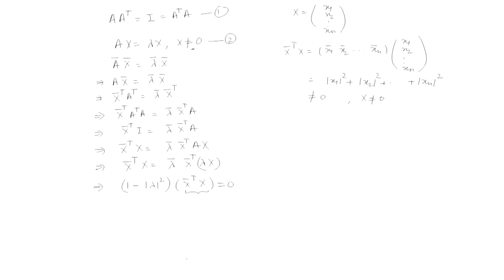Because x is not 0, hence this is not 0, because this is 0 only when x is 0. So this quantity is not 0, so this implies the modulus of lambda is equal to 1. So we can say that all the eigenvalues of an orthogonal matrix have modulus 1.